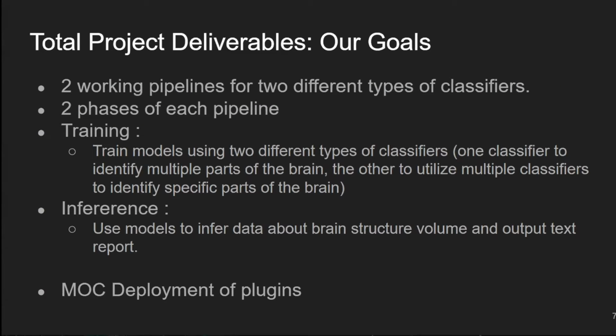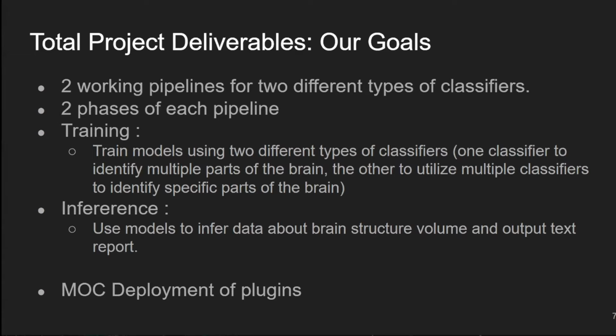So here's our MVP in more specifics. To achieve a pipeline that converts brain MRI images to volume text reports, we need two pipelines. A training pipeline that will train a model that can predict the segmentation of a brain, and another pipeline that uses the model developed in the training pipeline to predict the segmentation of the brain.